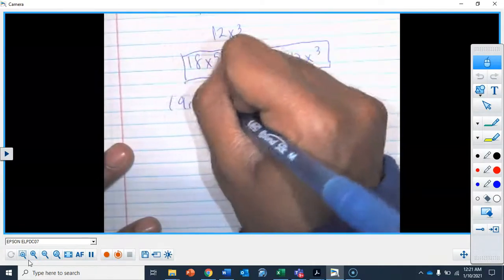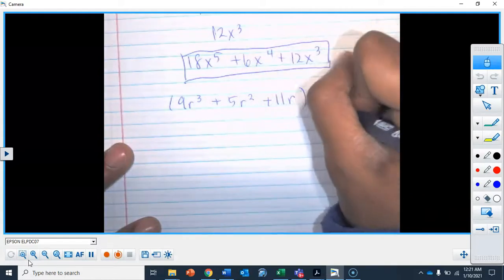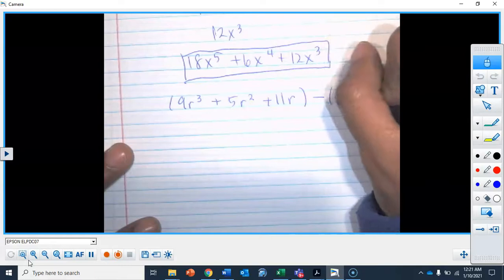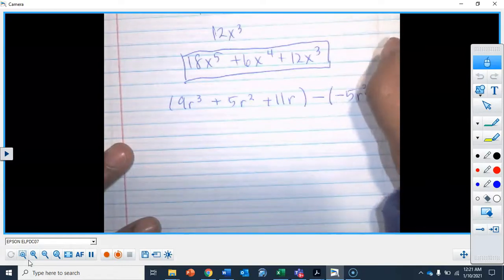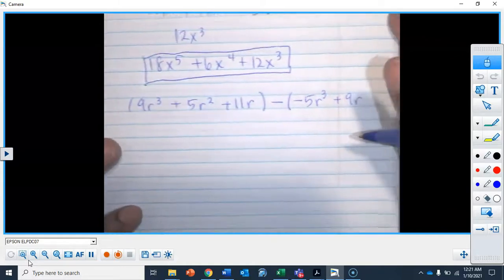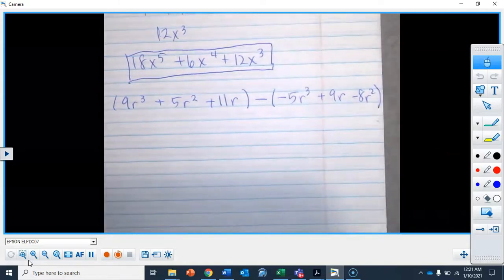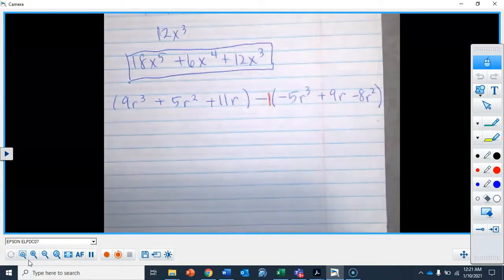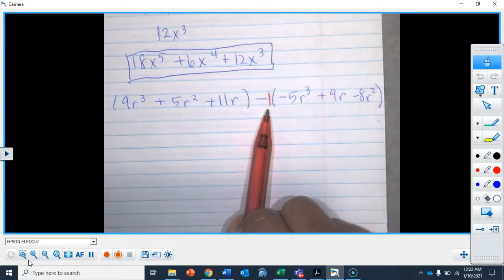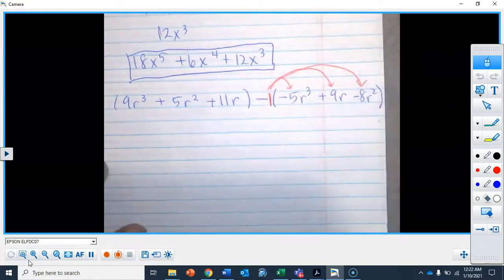9r to the third plus 5r squared plus 11r, minus, and let's do -5r to the third plus 9r, minus 8r squared. Okay, so again, the first thing we have to do is put that 1 in front of the back parentheses. This is a -1, and then begin to do the distributive property. So you're multiplying that -1 to each of those 3 terms.